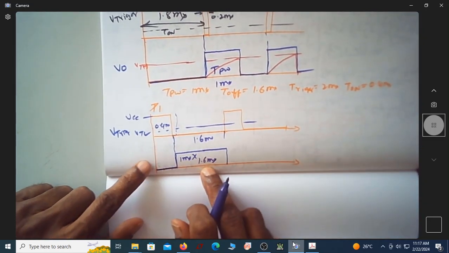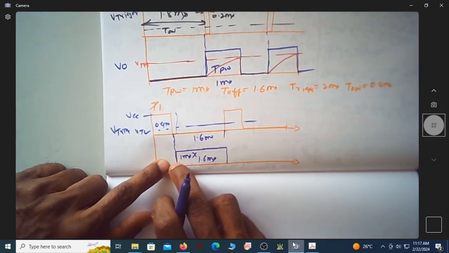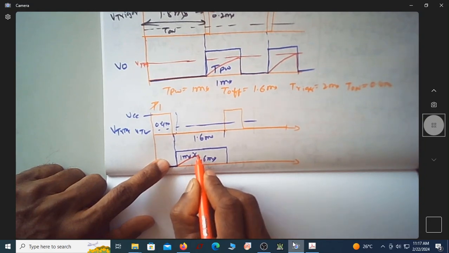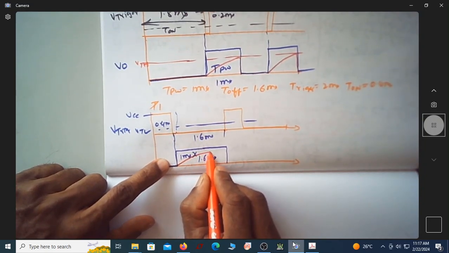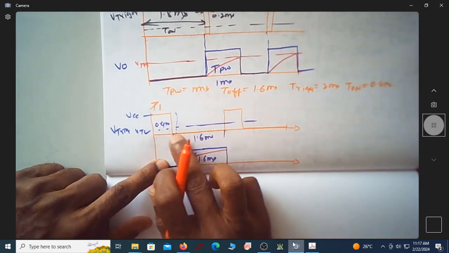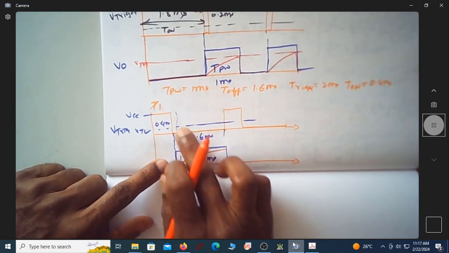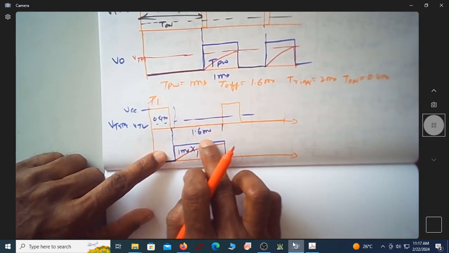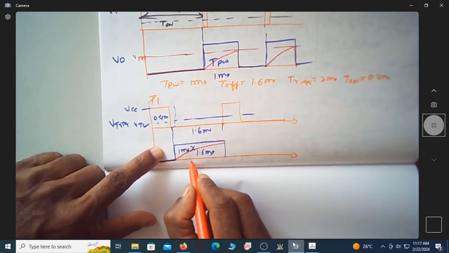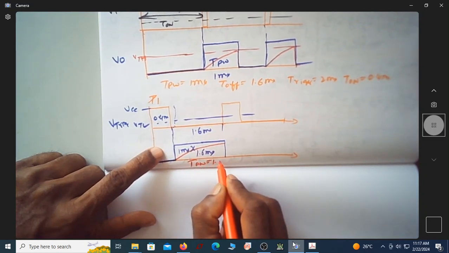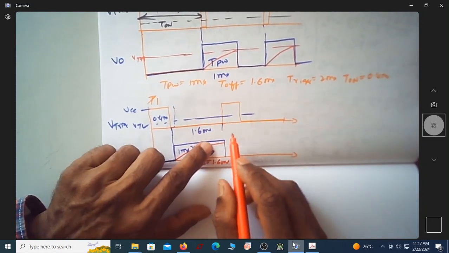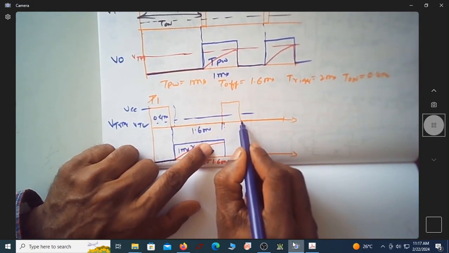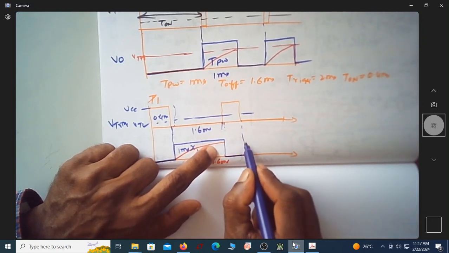Why it's happening is, even though the capacitor would have reached VTH by 1 millisecond, it is allowed to stretch itself because your trigger signal has not gone high. Since trigger is still less than VTL, output is extended beyond 1 millisecond. Now TPW is 1.6 millisecond. You can see there is one more trigger signal next here. Can you see now the output again comes up?